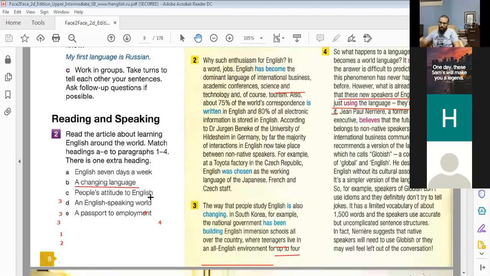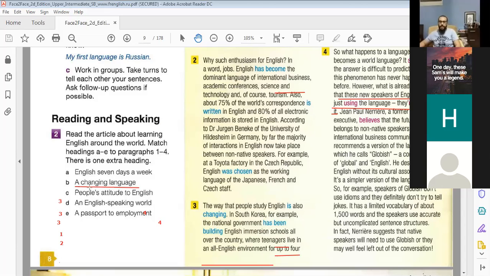People's attitude to English, if you want to think of it broadly speaking, you could say, yes, there is a bit of people's attitude to English, but I think we can apply this for the whole text, right? What do you think? Because it also shows the perspective of learners rather than native speakers. So it's a little too broad, but changing language is a little more specific to the paragraph.